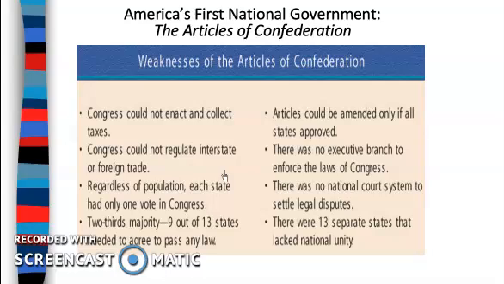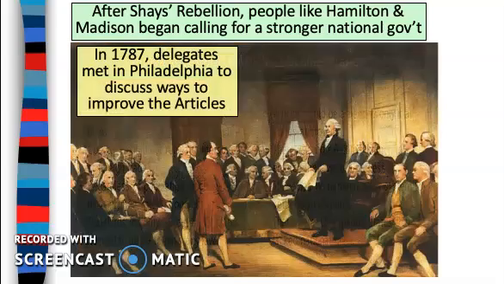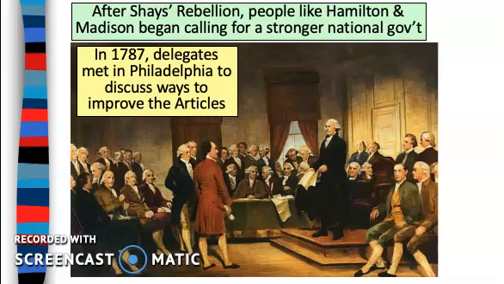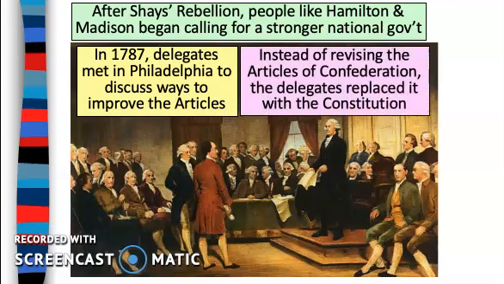It was difficult to change. There was no executive branch and no national court system. And people realized, especially people like Hamilton and Madison, that we needed a stronger central government. Those people met together in the summer of 1787 in Philadelphia to discuss new ways to improve those Articles of Confederation. However, they soon realized that the Articles really couldn't be saved, and instead of revising them, the delegates would eventually replace that with a new constitution.